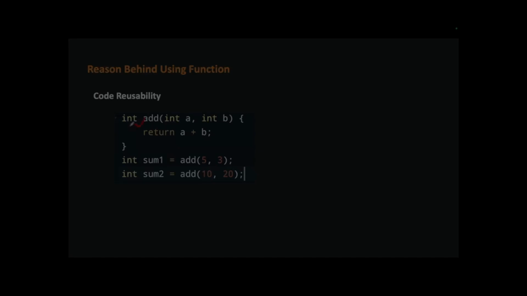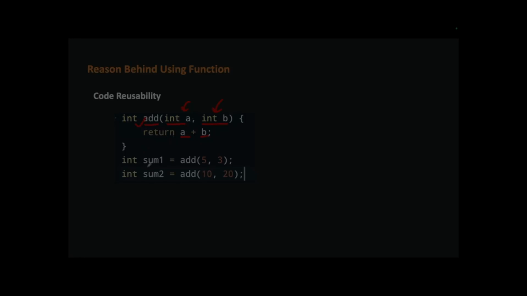This is the return type. Add is the function name. Int a is a parameter, and int b is also another parameter. We are passing two parameters over here, and we are returning a plus b. As you know, the return type is integer. We don't know the values of a and b, but we are returning a plus b. So whatever input is passed to this function, it will return the sum.